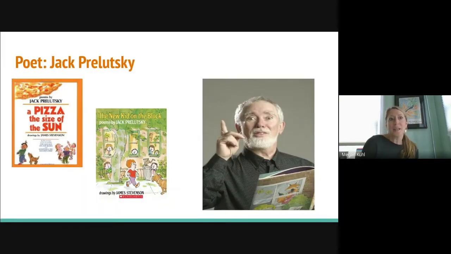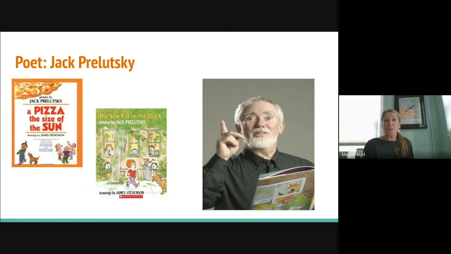Today, we are going to read haiku poems that were written by a man named Jack Prelutsky. Jack Prelutsky has written a lot of poetry, especially poetry for kids. He's actually really funny. He writes very silly, funny poems. And you can see on the screen, one of his collections of poems is called A Pizza the Size of the Sun. He also wrote another book that you see on the screen, The New Kid on the Block. But I encourage you to check out some of Jack Prelutsky's work because it's very silly and humorous.